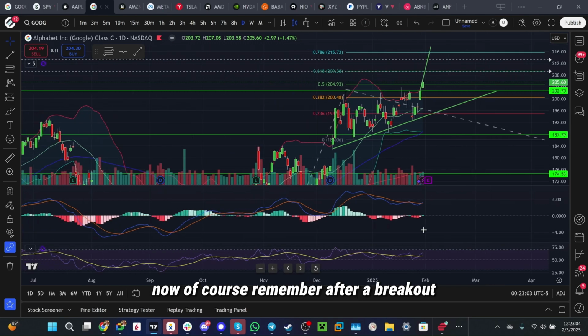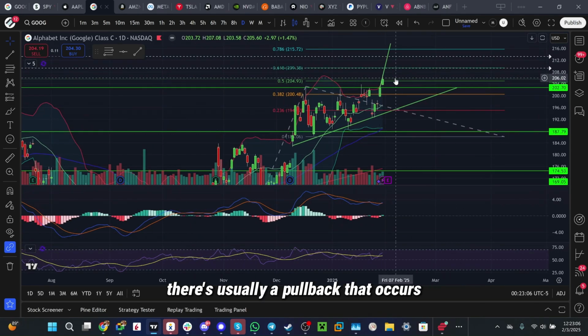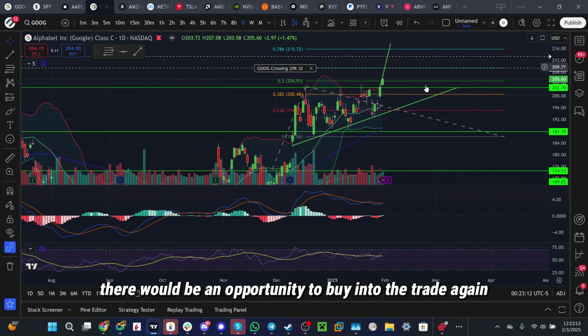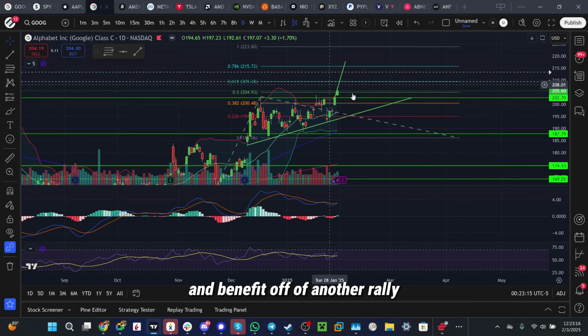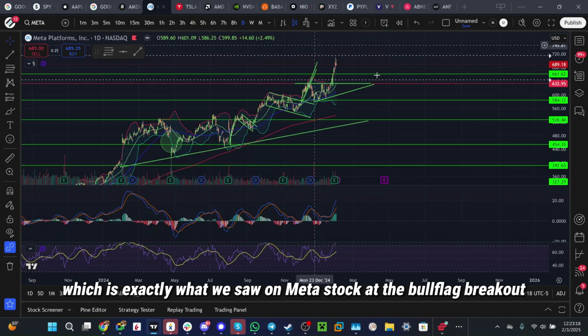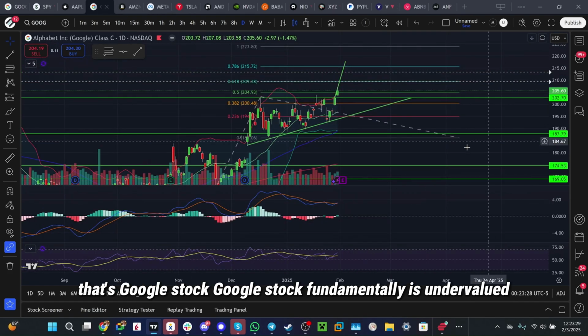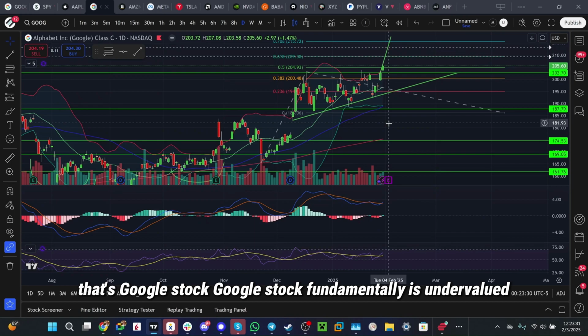Now, of course, remember, after a breakout, there's usually a pullback that occurs, a retest of past resistance to be new support. And so that right there would be an opportunity to buy into the trade again and benefit off of another rally, which is exactly what we saw on Meta stock. We had the bull flag, breakout, retest, buy into it again, and profit some more on the next upswing. That's Google stock. Google stock fundamentally is undervalued.